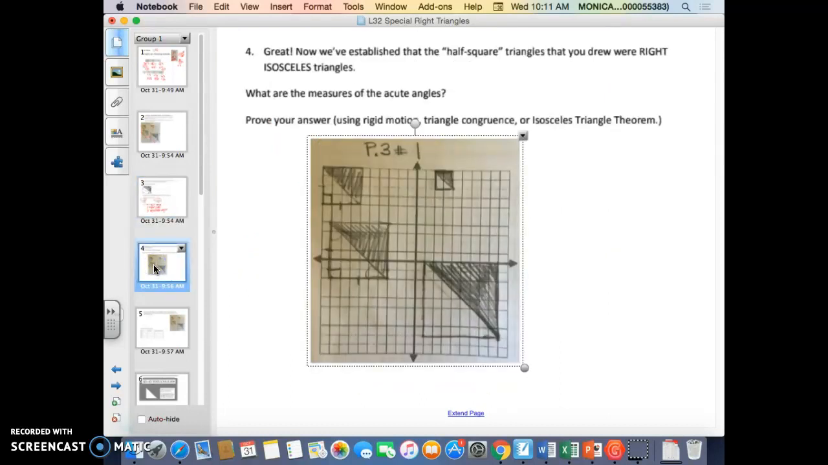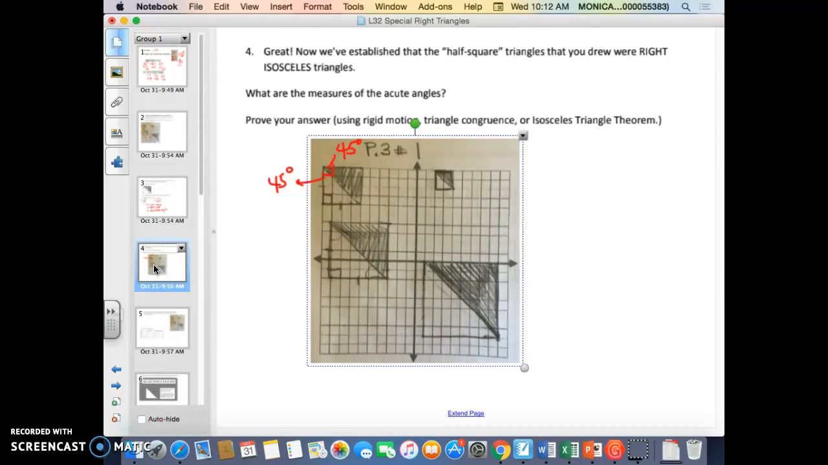So now we've established that the half-square triangles were right isosceles triangles. Now we want to know what the measures of the acute angles are. You could use a protractor to measure these, but what else we can notice is that this whole angle is going to be 90 degrees, and we're looking at just half of it. So each half is going to have to be 45 degrees, because 45 plus 45 equals 90.